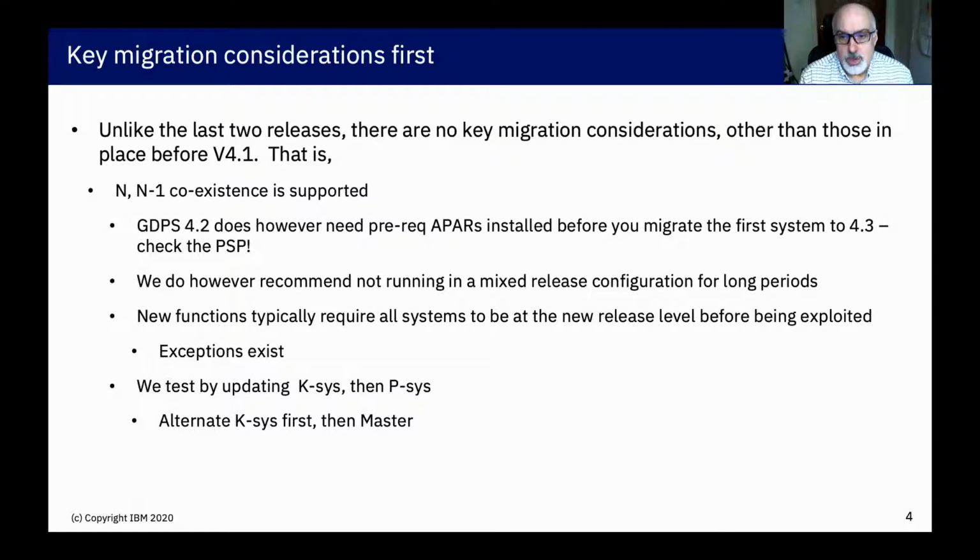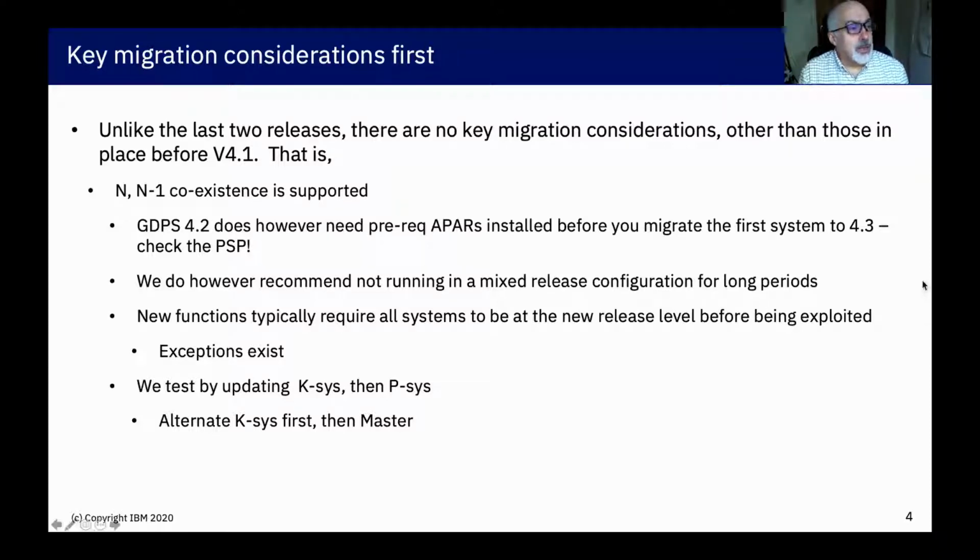And the other thing that we just wanted to highlight is that when we are updating our GDPS environments, we will typically do that by updating the controlling systems first and then the production systems. And from the controlling systems perspective, we will update the alternate controlling system before updating the master. This is our recommended migration approach. Obviously, you're at liberty to do it differently, but if you follow the way we recommend, then you are less likely to uncover any strange and peculiar migration gotchas.